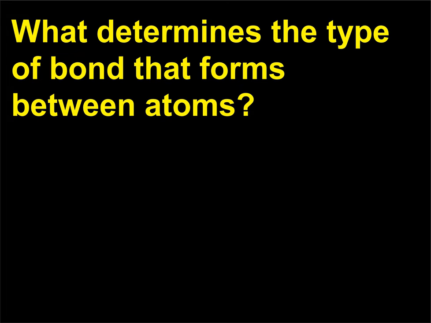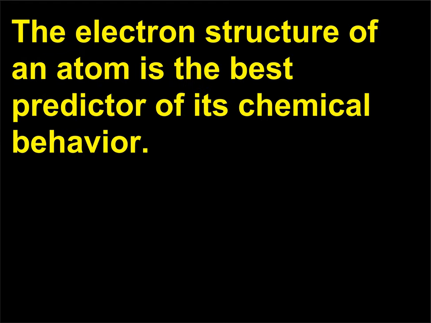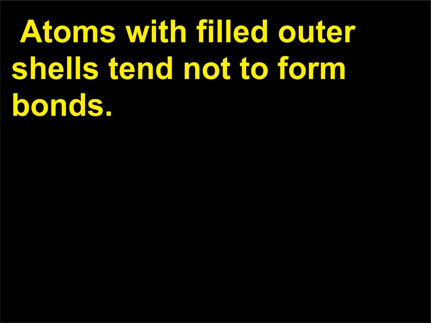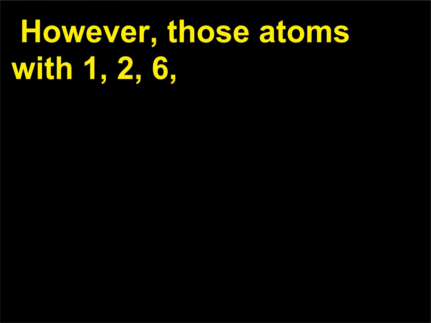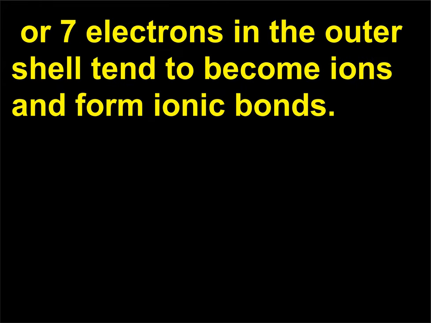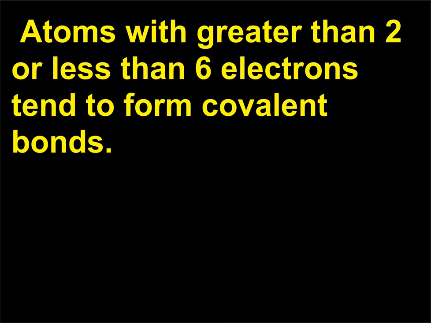What determines the type of bond that forms between atoms? The electron structure of an atom is the best predictor of its chemical behavior. Atoms with filled outer shells tend not to form bonds. However, those atoms with 1, 2, 6, or 7 electrons in the outer shell tend to become ions and form ionic bonds. Atoms with greater than 2 or less than 6 electrons tend to form covalent bonds.